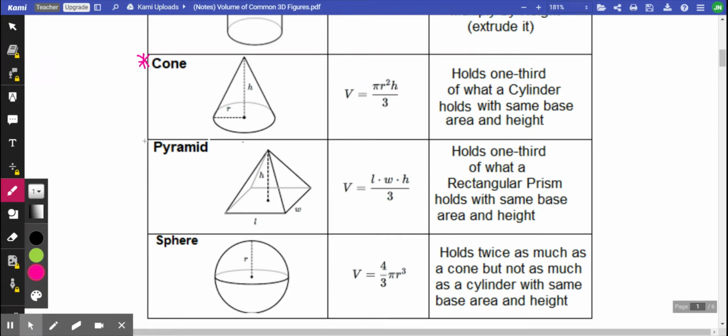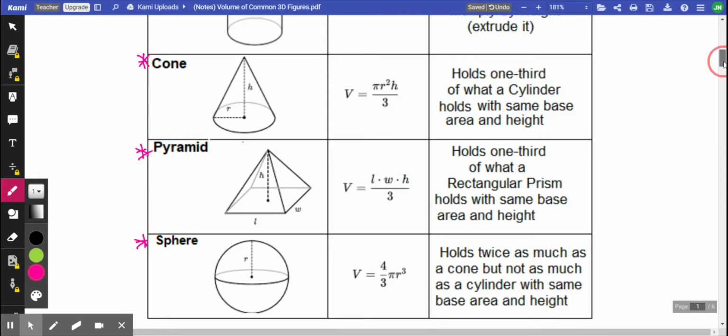Next, we have a pyramid, and it looks like this. For obvious reasons, right? It looks like a pyramid. So the volume is equal to length times width times height divided by 3. And then the final one is a sphere. And the sphere formula is the only one that's unique. The volume is equal to 4/3 pi r to the power of 3. Okay, this is the formula.